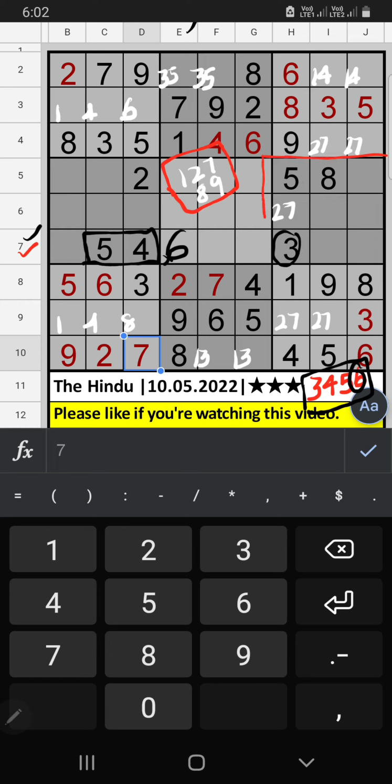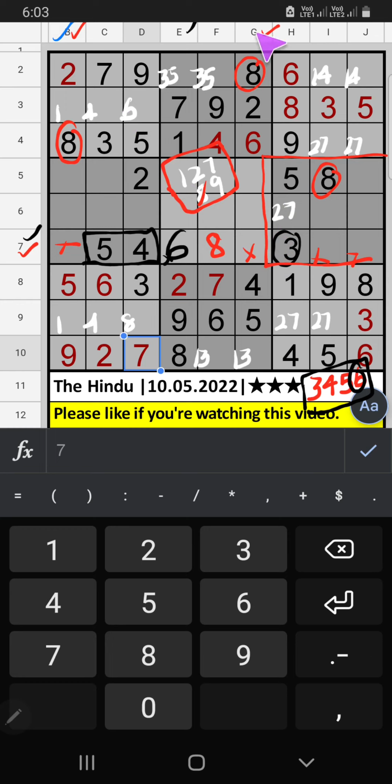6th row, column B, we have 8. So 8 can't come in these cells. Column G also we have 8. So 8 can't come in the cell, then 8 is confirmed here. Then only 4 numbers are remaining: 1, 2, 7, 9.